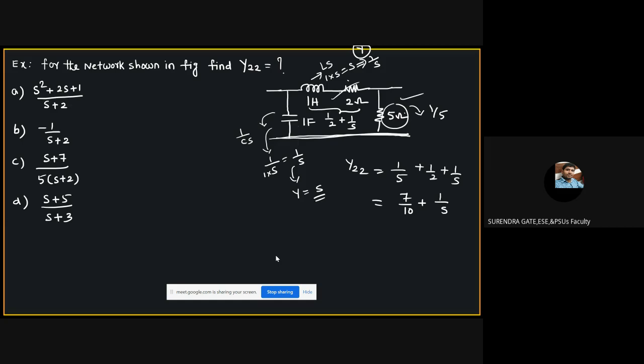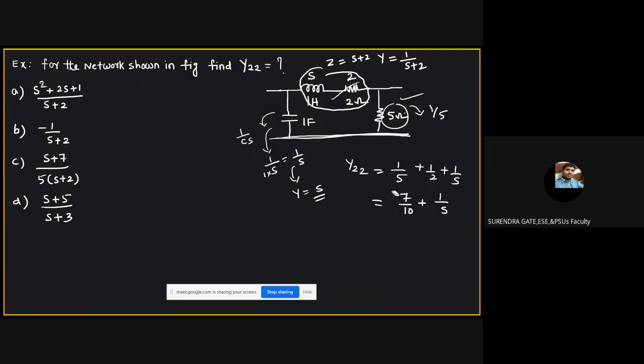Sorry, first don't do like this. Total impedance you can calculate first, sir. Not like this. Just a minute. This is s. This is 2. Then what is the total impedance? s plus 2. Total impedance is s plus 2. Then what is the admittance, sir? 1 by (s plus 2). This is correct. Now you can do.